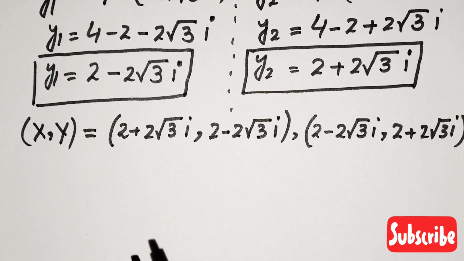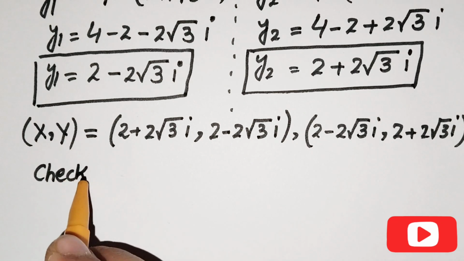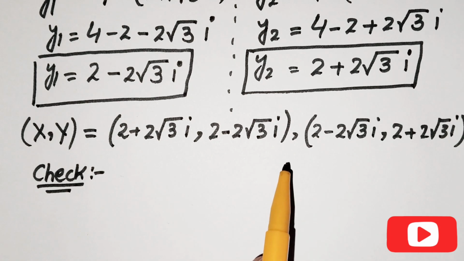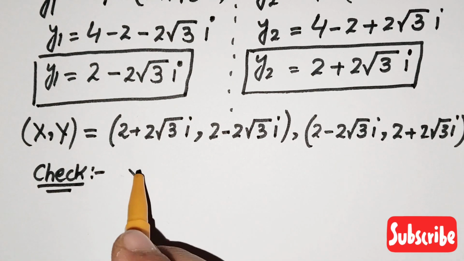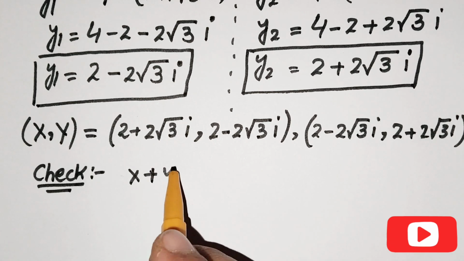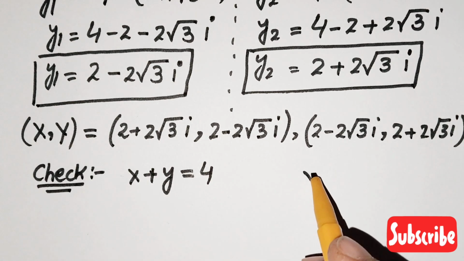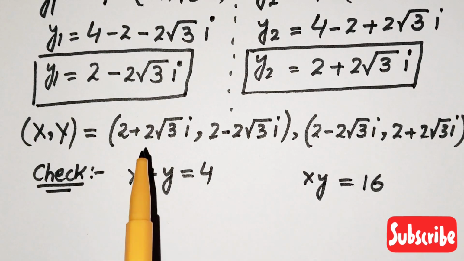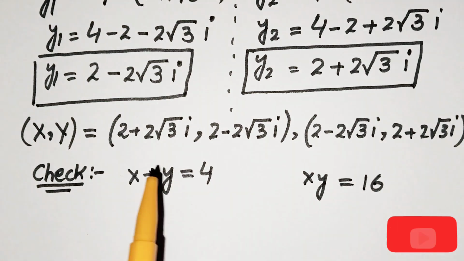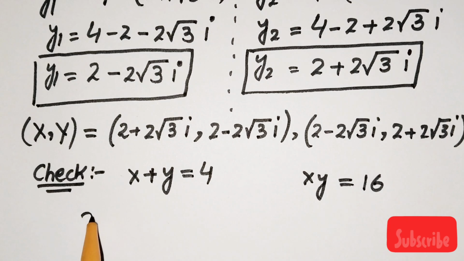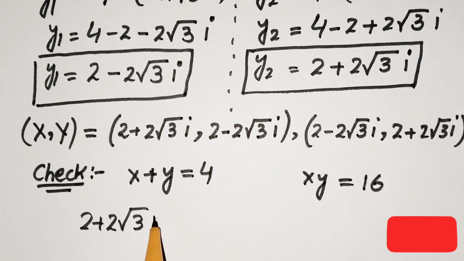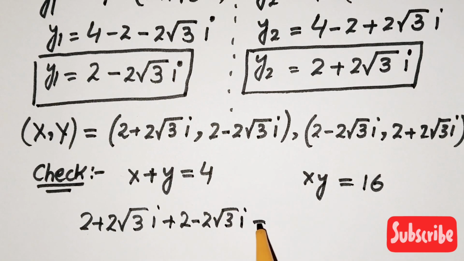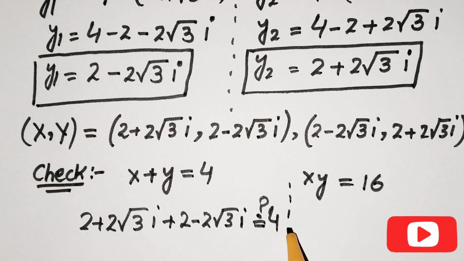Now we are going to just check our problem here by using these values. We can use any pair of values of x and y for this problem. So our first equation is x plus y is equal to 4, and our second equation is x times y is equal to 16. Now putting the values of x and y here, we just use the first pair of values. So putting the value of x here, 2 plus 2 times square root of 3i, and plus y is 2 minus 2 times square root of 3i is equal to 4.